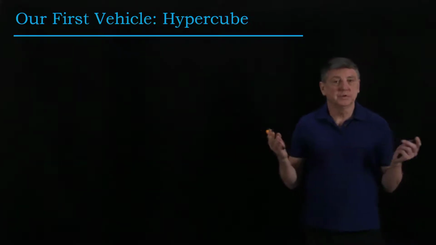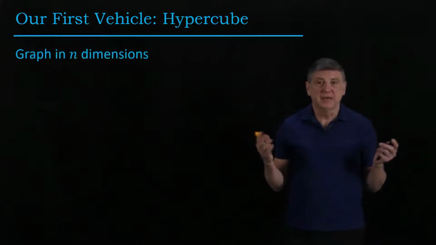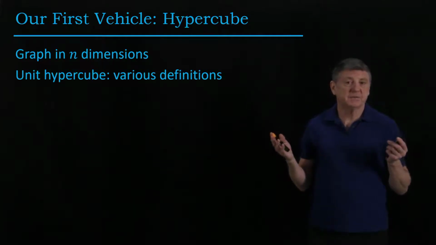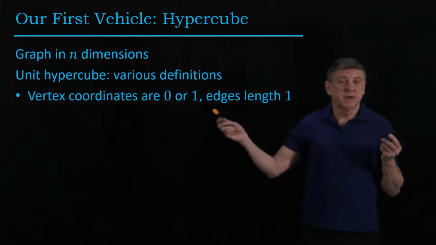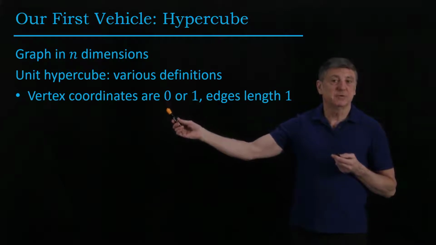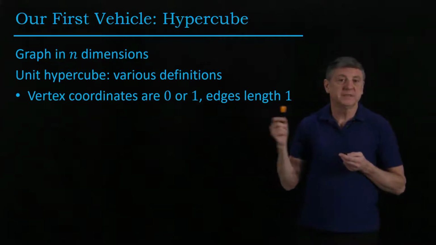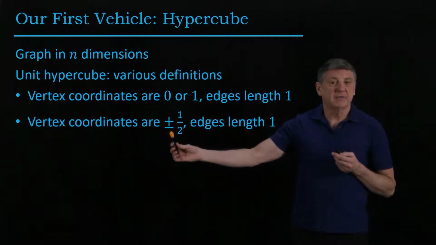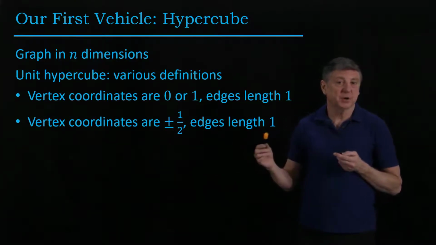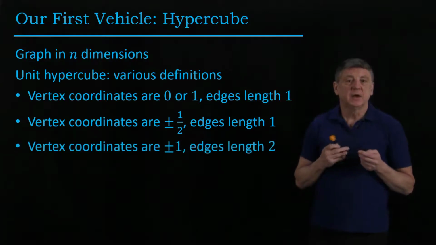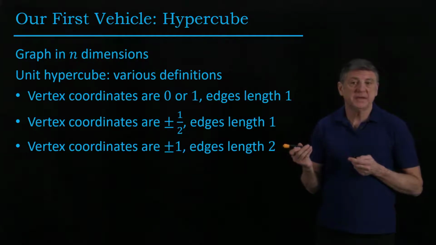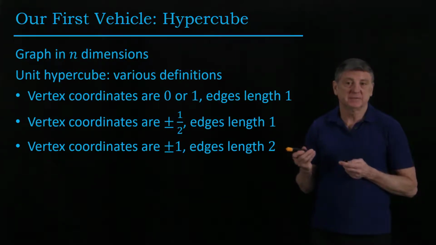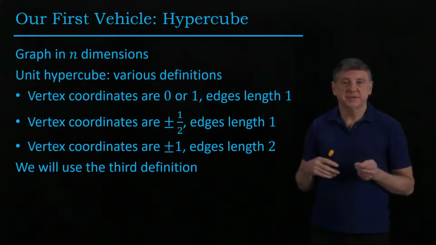So what we'll do to explore this is we'll use a hypercube. And this is a graph in n dimensions. And the unit hypercube has various definitions. In some definitions, the vertices have coordinates that are either 0 or 1, which means the edges have unit length. In some, the vertices have coordinates that are plus or minus 1/2, which also leads to unit length. And perhaps the most common is that the vertex coordinates are plus or minus 1, which means every edge has a length of 2. We'll use this third definition.